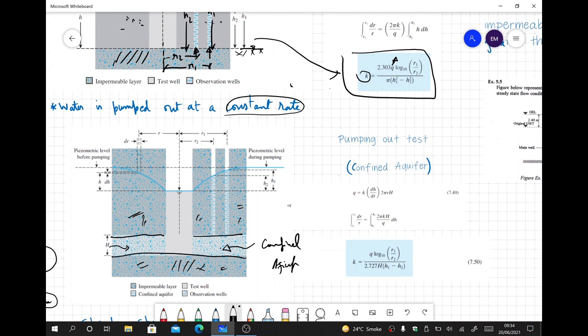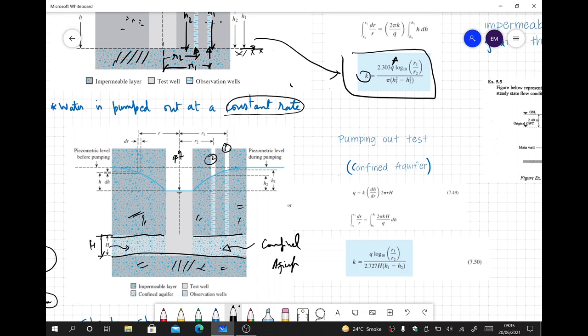So we have dug the well up to the bottom of the confined aquifer. H is the height of the aquifer, that is how thick the aquifer is, and then again this is the test well. Discharge Q is coming out, and we wait for the steady state condition, and then this is the first observation well and the second observation well.